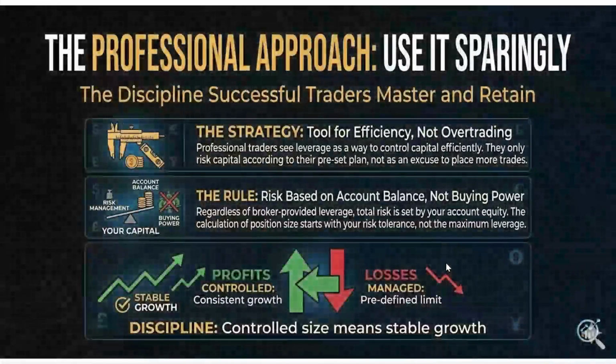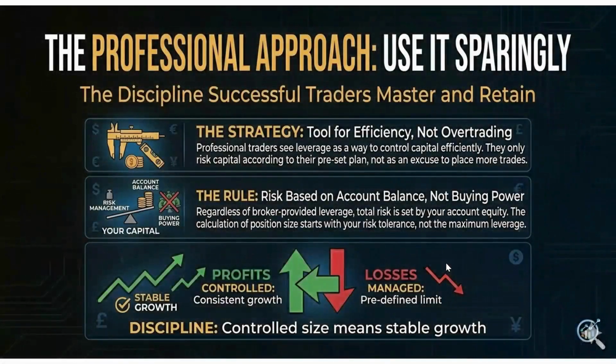Then the professional approach is you need to use it like a tool for efficiency, not overtrading. The rule is just use risk management, like risk based on your account. If you have $200, trade like someone who has $200. If you have $1,000, trade like someone who has $1,000, because a controlled size means steady growth.